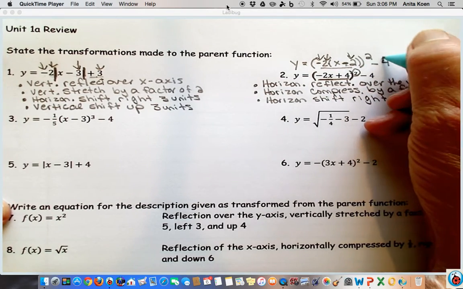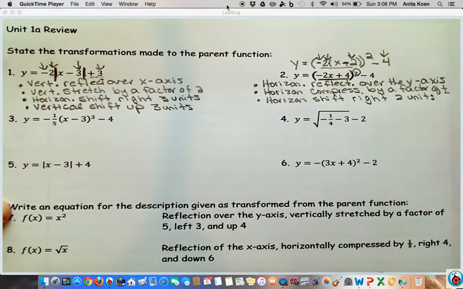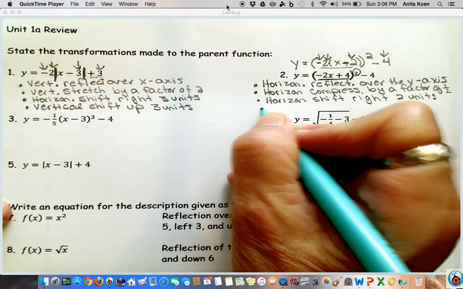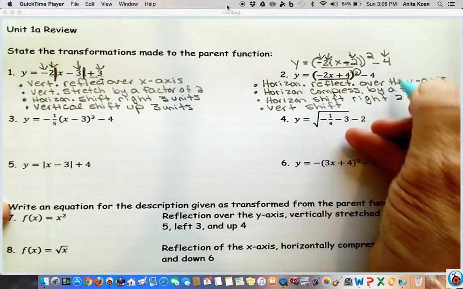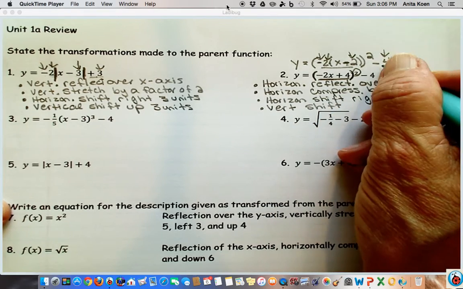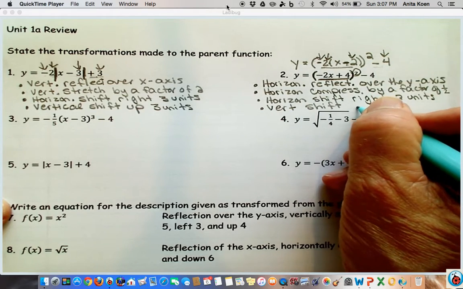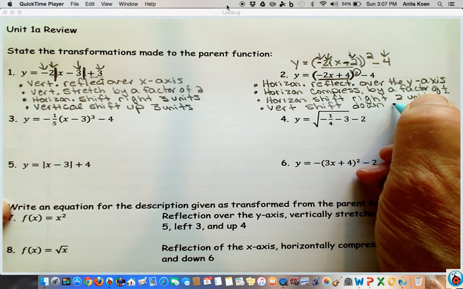Now we move to the outside of the function. This negative 4 that's being added. On the outside is a vertical shift. Vertical because it's outside, shift because it's being added. On the outside you do exactly what you expect, so this goes down 4 units.